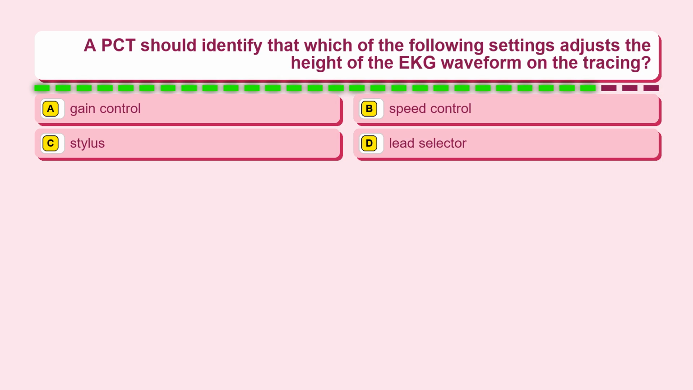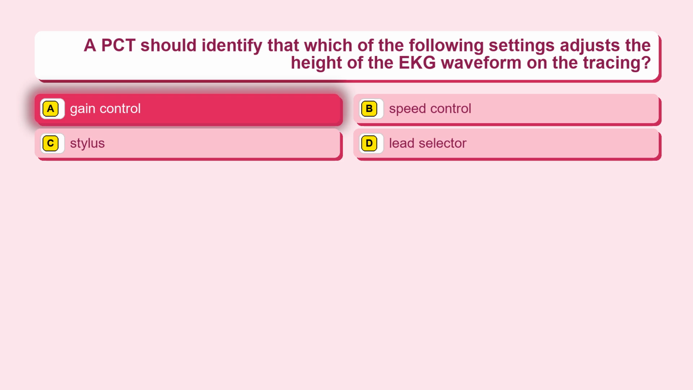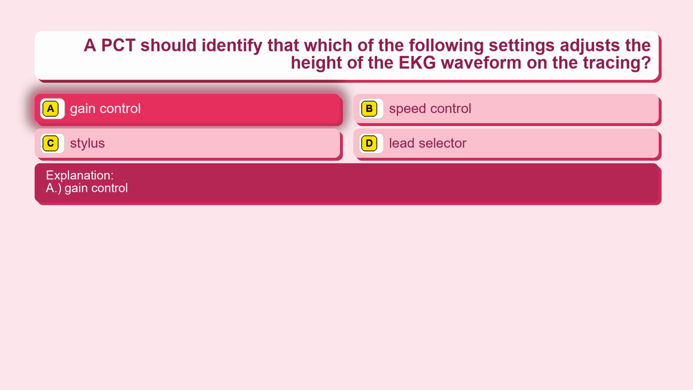Question 12. A PCT should identify that which of the following settings adjusts the height of the EKG waveform on the tracing. Option A, gain control. Option B, speed control. Option C, stylus. Option D, lead selector. The correct answer is option A, gain control.